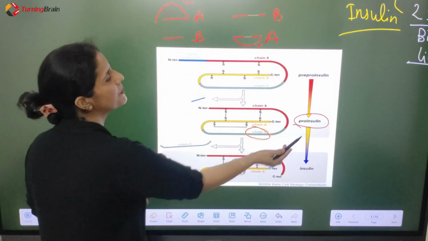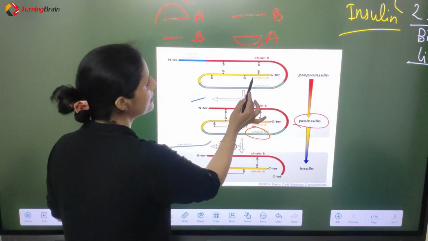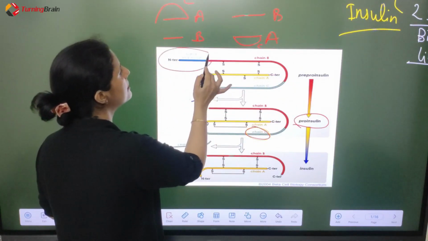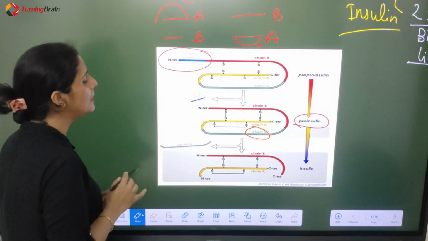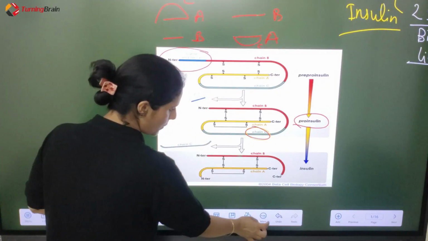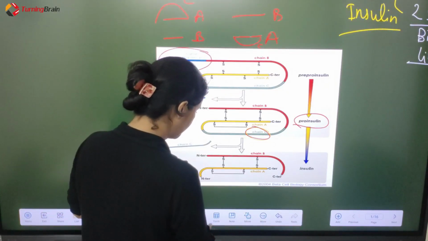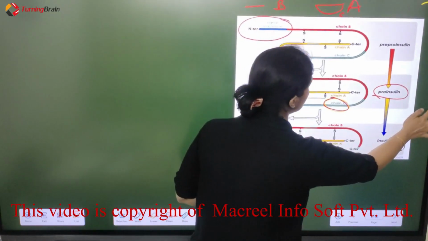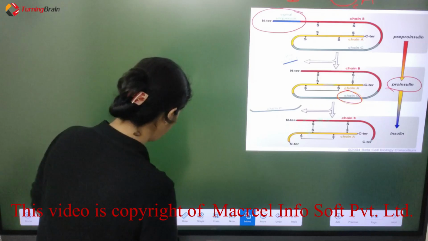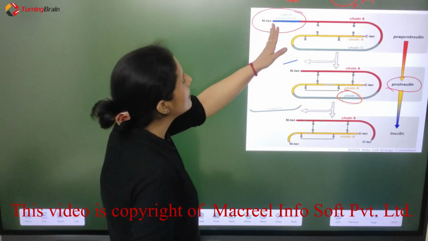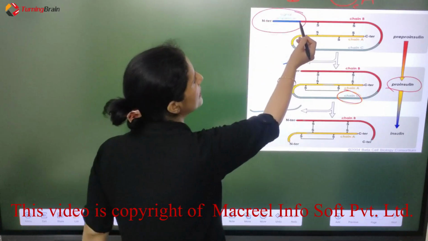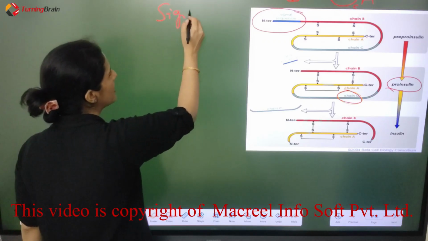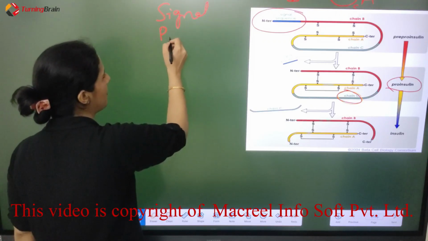Another is pre-proinsulin. Pre-proinsulin is with the A, B and C chains, and there is an N-terminal signal sequence. What is it? I am just telling you. Now see what is the difference. Here, on the N-terminal of the B chain, there is a signal sequence, which is also known as the signal peptide.